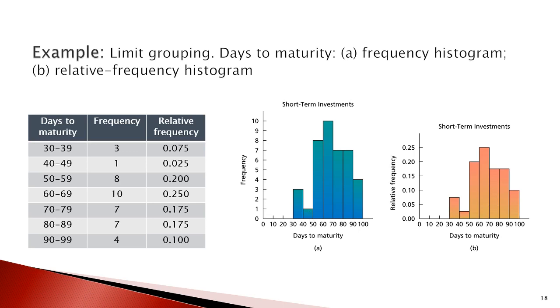The graph with orange bars represents the days to maturity with respect to the relative frequency of each class. For example, in the class of 30 to 39, the relative frequency is 0.075, so the height of the bar is 0.075. Like that, we can draw each and every bar with respect to each and every class by using their relative frequency values.